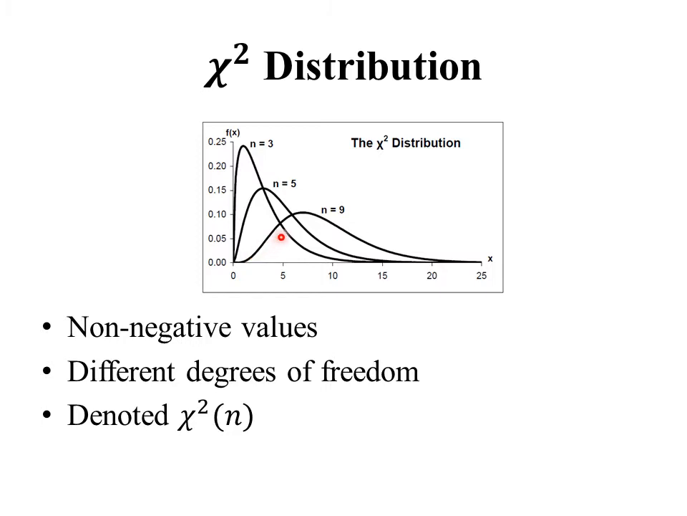Notice that they kind of have a bell curve shape, but they're kind of skewed in one direction and they only have non-negative values. So a random variable with a chi-square distribution is denoted by this notation, chi-squared of n, where n denotes the number of degrees of freedom.